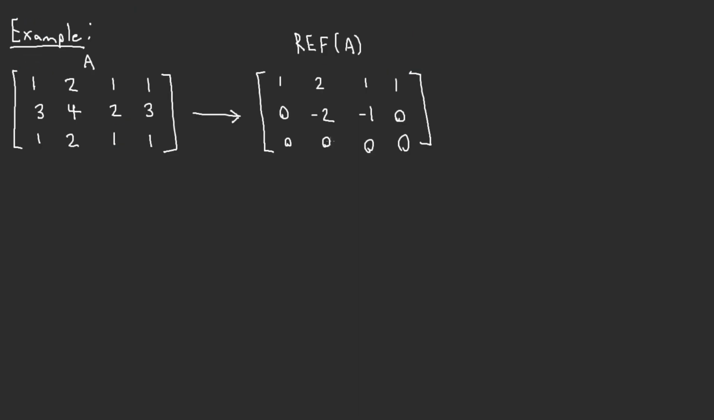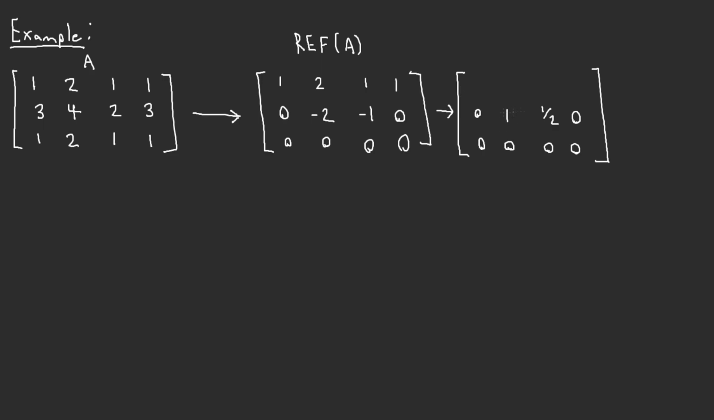But if we want to turn this into a reduced row echelon form matrix, then we need 2 things. We need the leading pivot in each row to be a 1, and then we also need the pivot to be the only non-zero entry in that column. And so we need to use this to eliminate the entry above it. So I'll just divide row 2 by -2. And so I'll get a 1 here, a 1/2 here, and a 0 here.